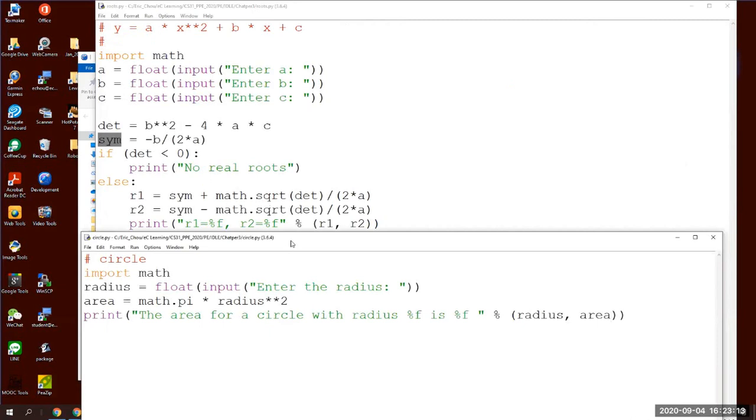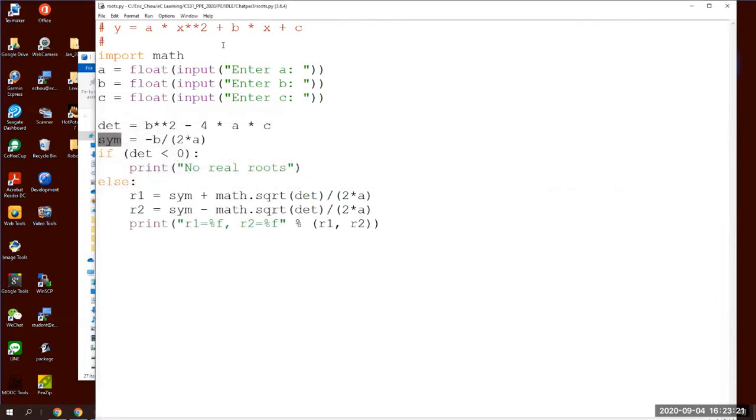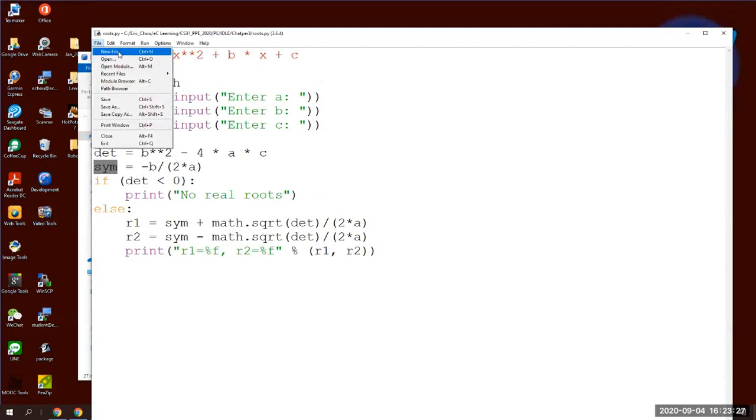Square root function. We talk about the pi variable, right? Pi variable, square root function. So let's try something else, okay? Let's try something else. So here, next one, let's actually try another one, okay?